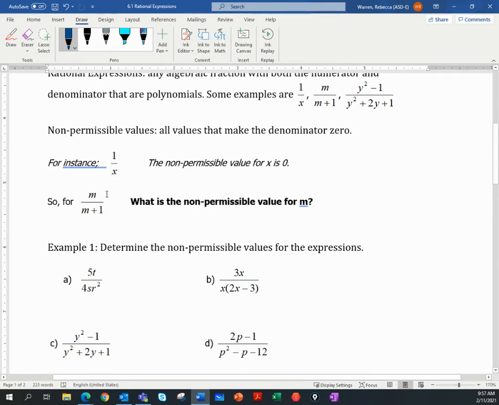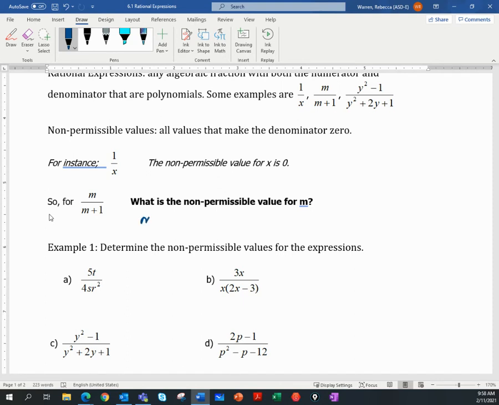So what about the next example, m over m plus 1? What is the non-permissible value for m? So what, if I plugged it in for m, would make that entire denominator 0? Now, most of you probably know the answer just doing that math, right? If m is negative 1, plus 1 would equal 0. So negative 1 is my non-permissible value. But they won't always be this easy.